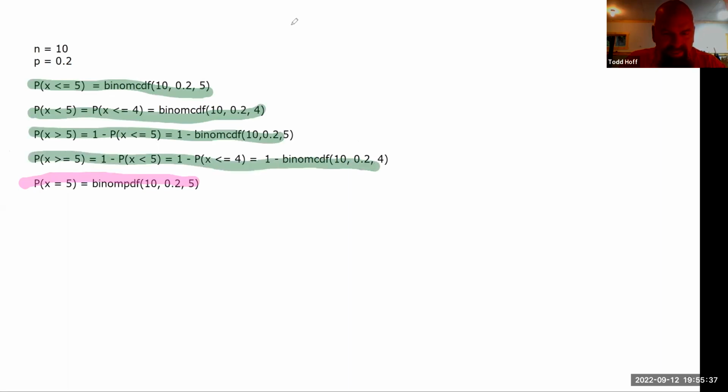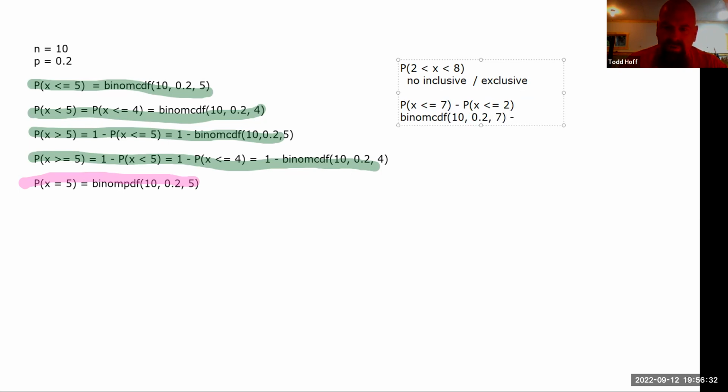And there are 2 other possibilities. Let's say that we have the probability that X is between 2 and 8. Notice the 2 and 8 are not included, not inclusive, or sometimes called exclusive. So those endpoints, those boundary values, are not in it. So this is going from 3 up to 7. So we're going to do the probability X is less than or equal to 7, then subtract out the probability that X is less than or equal to 2, because the 3 is in it and the 2 is the first value that's out of it. We would use the binom CDF, 10, 0.2 and 7, and then subtract the binom CDF, 10, 0.2 and 2.